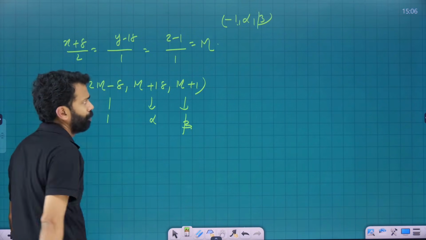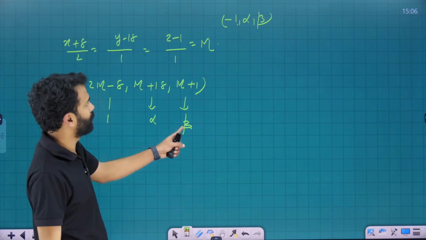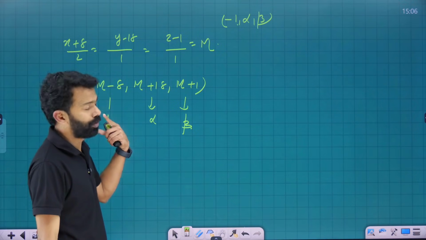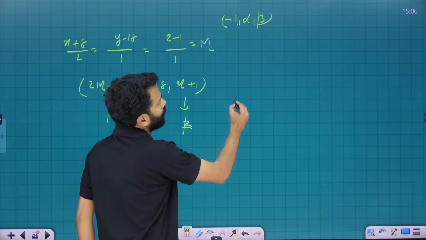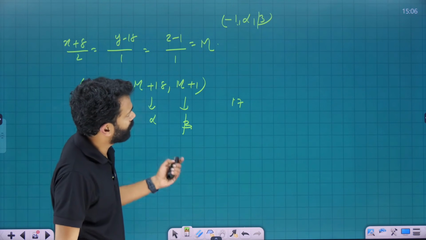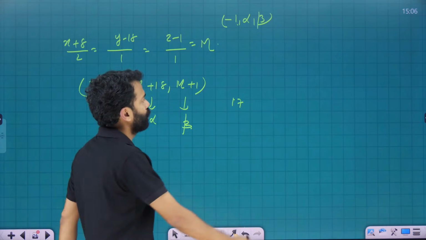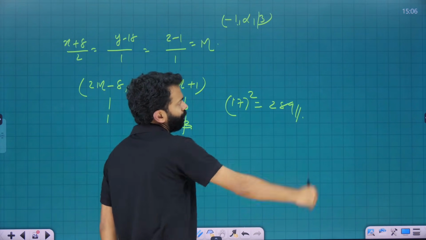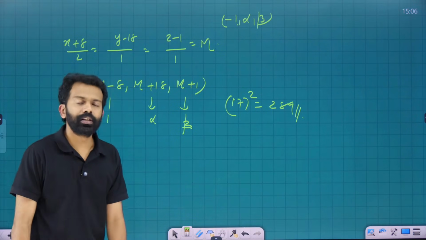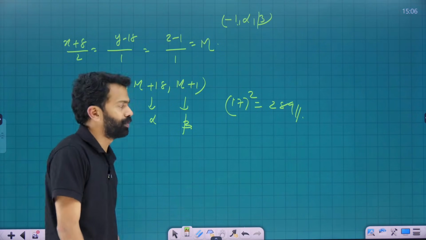You don't have to find the value of mu. Okay. If you subtract alpha minus beta, mu will get cancelled. That is mu plus 18 minus of mu plus 1. That will be equal to 17. I think you need to find the value of alpha minus beta whole square, right? That is 17 whole square. That is equal to 289. Okay. So that is the final answer for this one.